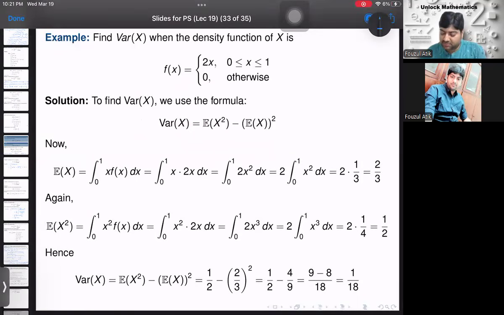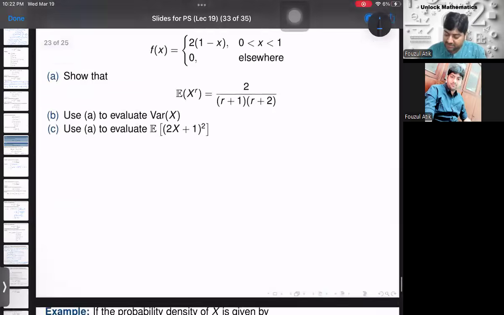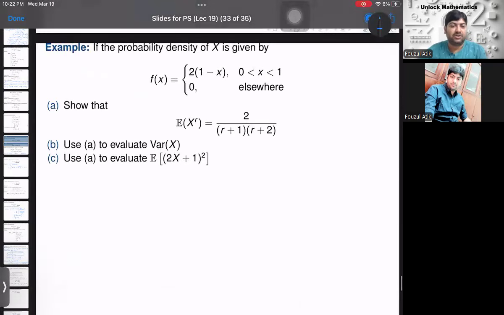Right, so here f(x) is given, and you have to find the variance. First you calculate E of x, then E of x square, then variance is E of x square minus E of x whole square. So finally you'll get the answer 1 by 18. But please solve it. I want to solve another example, which I feel is a good one. So your f(x) is given like that. You have to first prove that the expectation of x to the power r is some value. Let us do this example first.